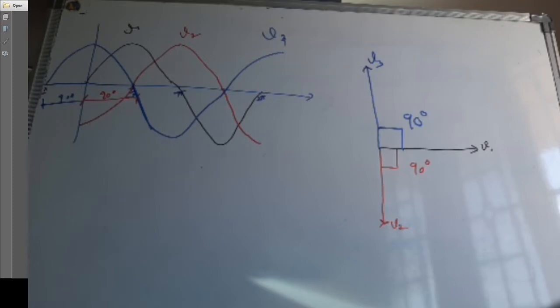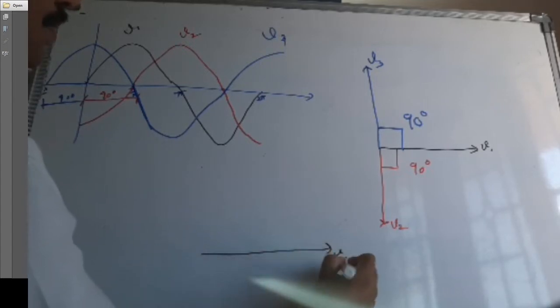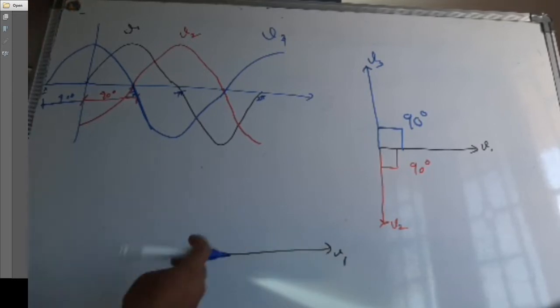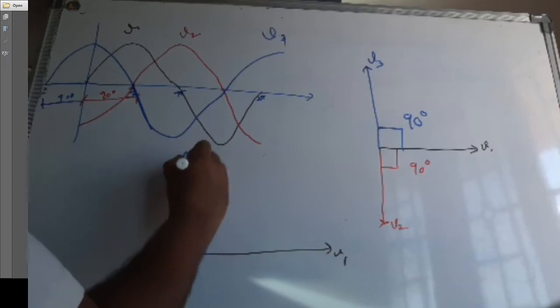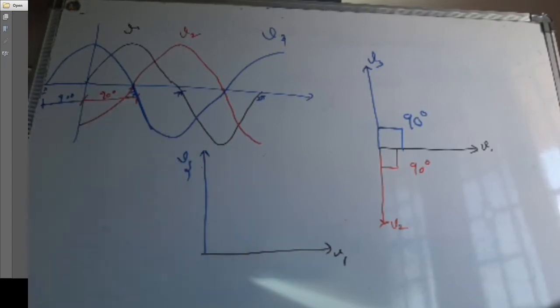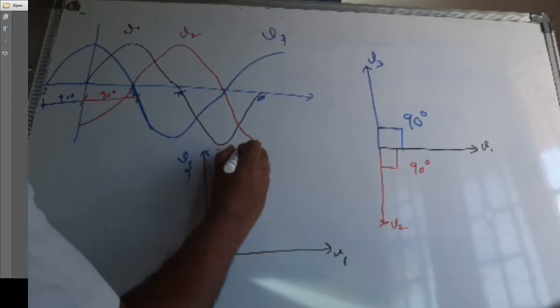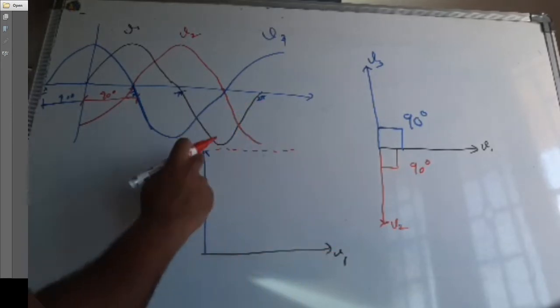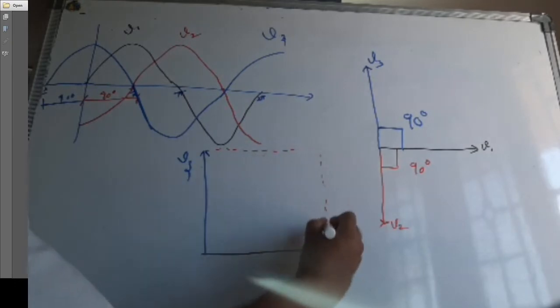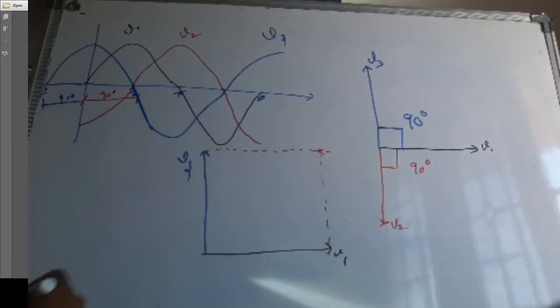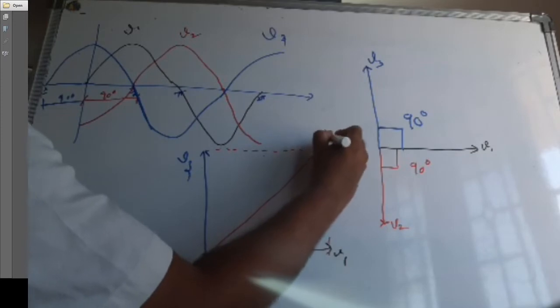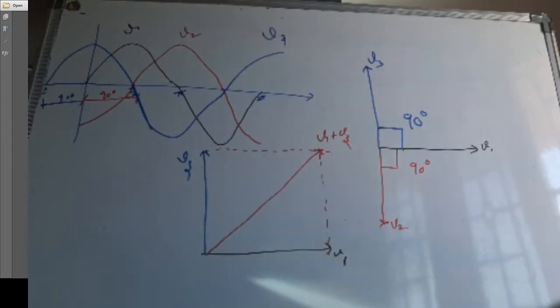Now, if you want to add the two waveforms, here is my V1 and here is my V3. The sum of the two voltages is a vector addition. How do we draw a vector addition? Draw a line from V3 parallel to V1, and draw another line from V1 parallel to V3. Find the point of intersection and join it with the origin. This represents V1 plus V3.